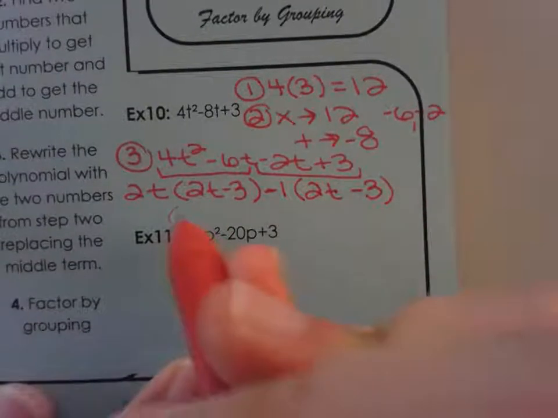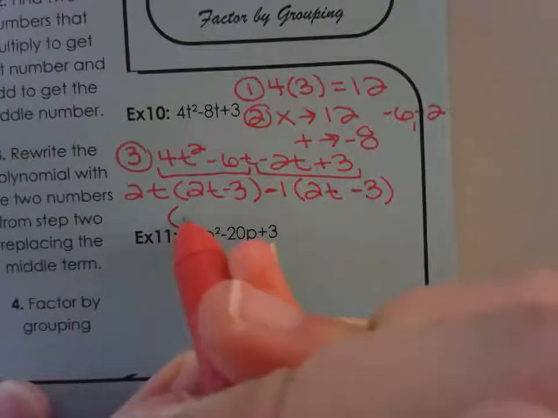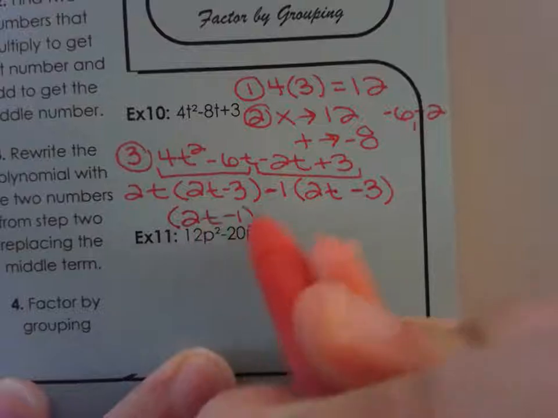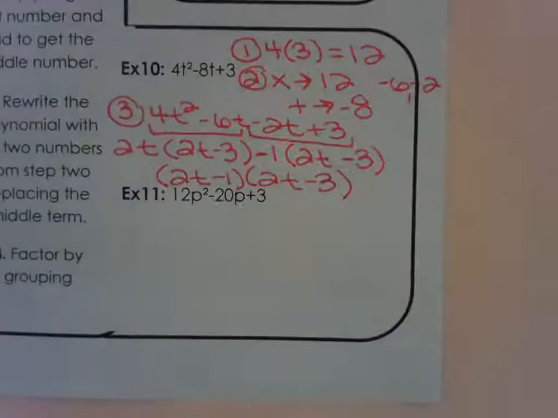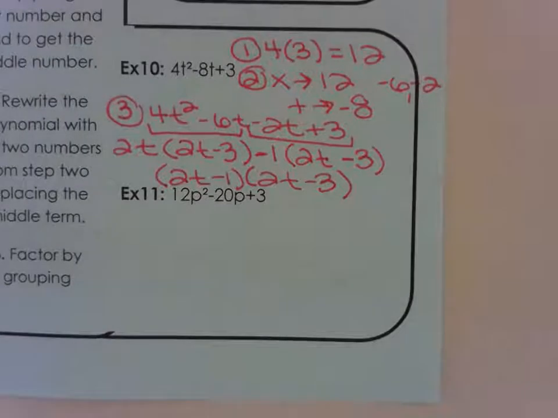What's my final answer? 2t minus 1 and 2t minus 3. So you take what's outside and put it in 1: 2t minus 1. And what's on the inside, you put into 1.